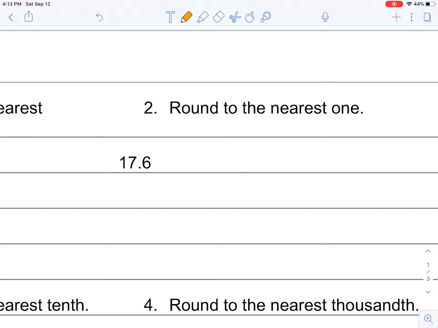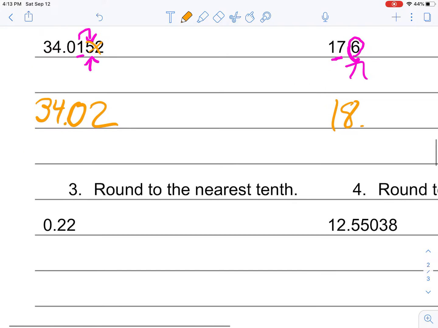I can now round to the nearest 1, 17.6. So once again, I have my 17. That means that everything behind here after the decimal is going to go away. So I look at this number right here. 6, I know, makes my number go up. So my new number is going to be 1 in the tens place, and then my 7 is going to turn into an 8 because the 6 rounds up. And then that is where my decimal point went, so that is the end of my number.